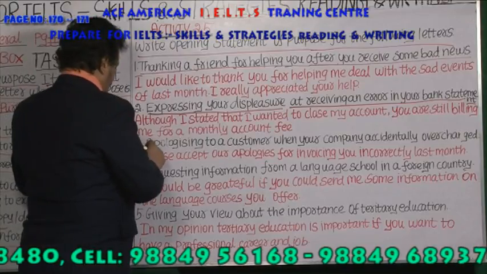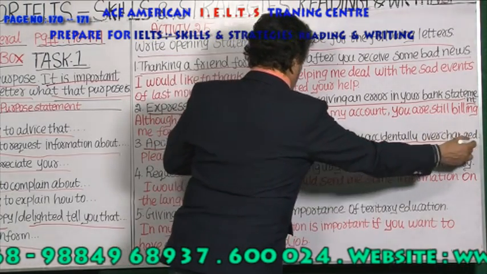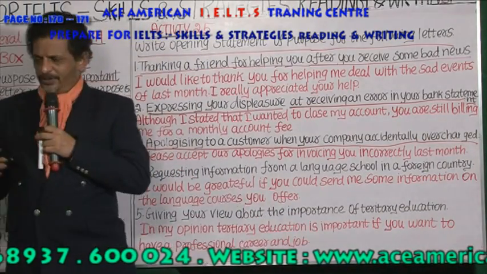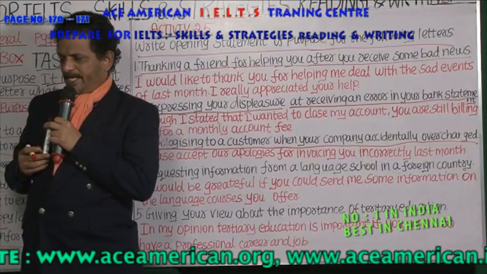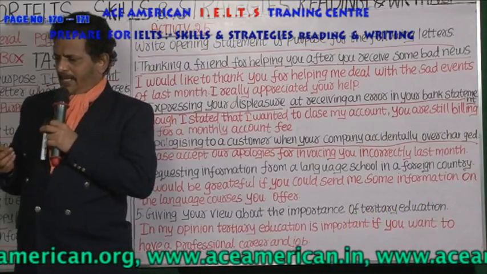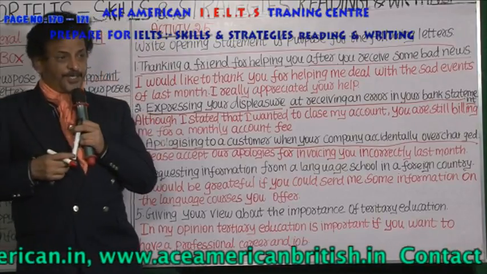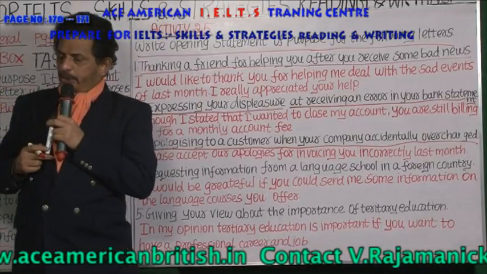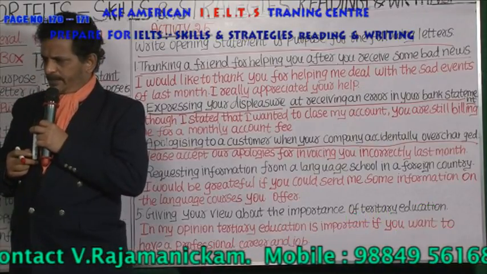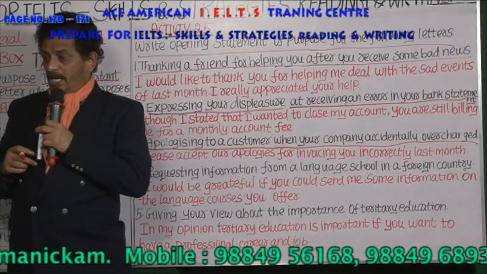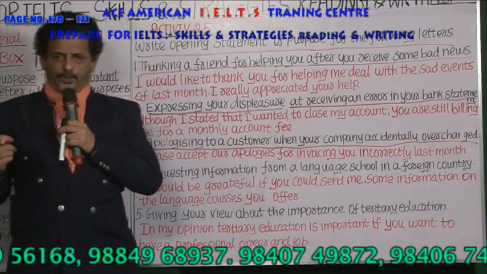The third type of letter: apologizing to a customer when your company accidentally overcharged. See, you come to purchase a cell phone in my company. The charge of the cell phone is 5,000 rupees. But I put a bill of 6,000 rupees and I have collected 6,000 rupees from you. So now I want to write a letter stating that I'm sorry. My company has wrongly put the bill of 6,000 rupees instead of 5,000 rupees. So I'm just apologizing to you. So what type of letter is it, and what would be the beginning of the letter?